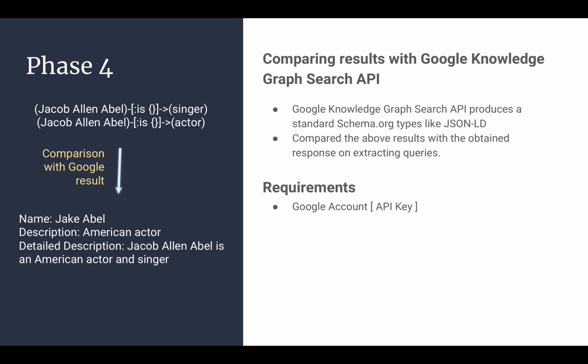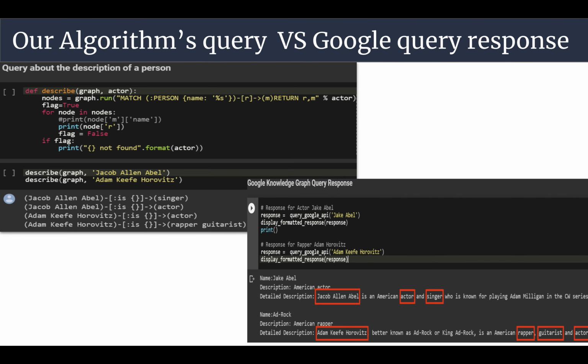Final step is to benchmark the results with the Google Knowledge Graph Search API. Google's API produces the results which are in the form JSON-LD or RDF. The left screenshot portrays the results from our implementation which says that Jacob is a singer and actor. Similarly, we find the Google API producing the same result. We see the highlighted text from the right hand side of the screenshot.